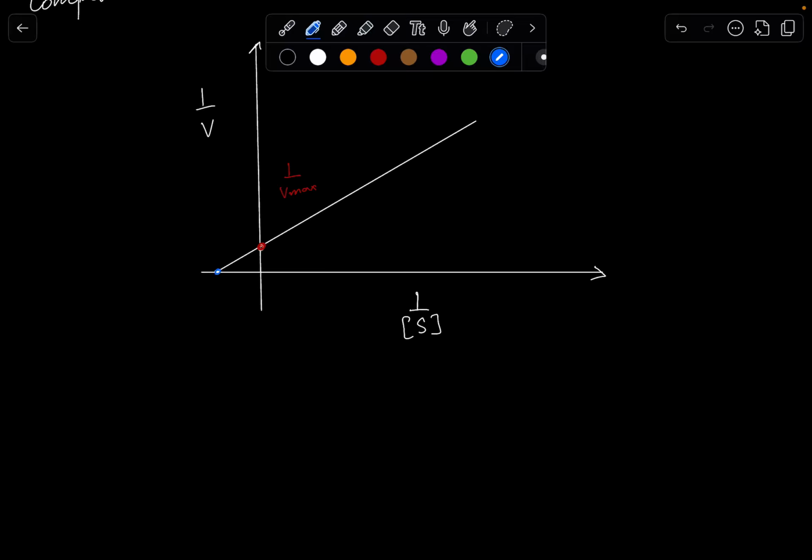Okay, the x-axis is the substrate concentration. So what is this x-intercept? This is 1 over Km. So to get Vmax and Km, you just take these values and take the reciprocal of that, right? So if this is, let's say, 0.1, then what is Km? Km is 10, because the reciprocal of 0.1 is 1 over 0.1, and that gives me 10, right?